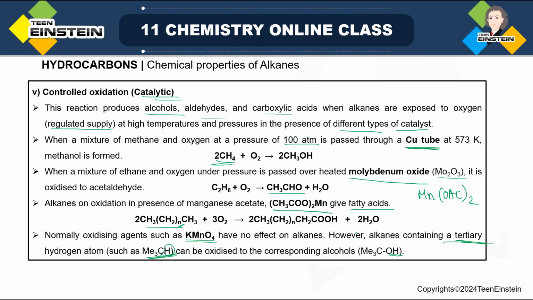So total 4 different conditions we have seen: copper tube, alcohol; molybdenum oxide, aldehyde; manganese acetate, acid we are getting as product. If it is higher alkane, it will be fatty acid. And when it is KMnO4 and only alkane containing tertiary H, then only you are getting corresponding alcohol, which is again alcohol, but not just any alcohol. It is only from Me3CH or any alkane containing tertiary hydrogen.